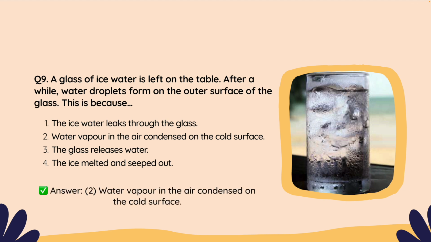It's 2. Water vapor in the air condensed on the cold surface. The air contains invisible water vapor. When this vapor comes in contact with the outer surface of the glass, it loses heat to that surface and changes into liquid water droplets.